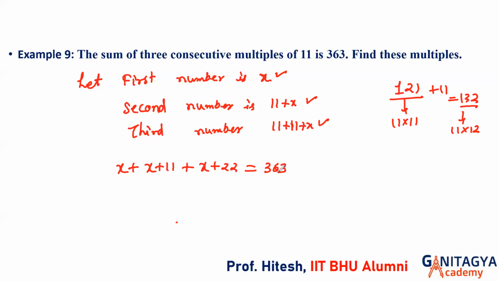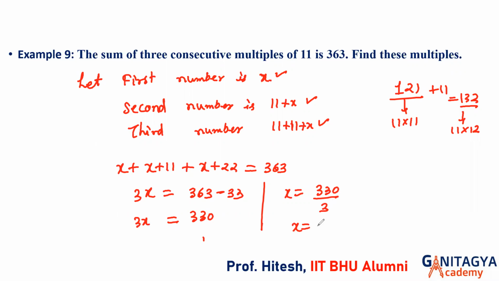Okay, very easy. So 3x is equal to 363 minus 33. Please write it down and let me know what it will be. Sorry, this is 363. So 363 minus 33 will be 330. It is 3x. So x will be 330 divided by 3. Hence x will be 110. Okay, please write it down and let me know when done.